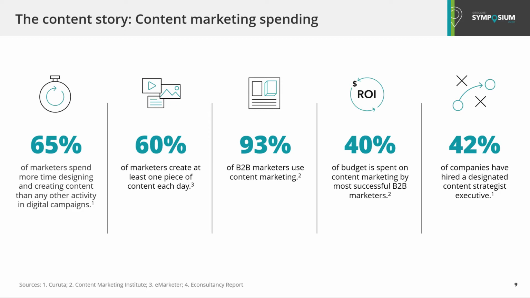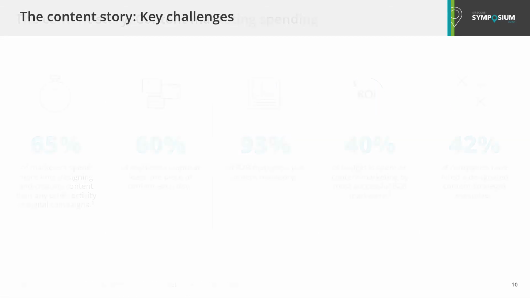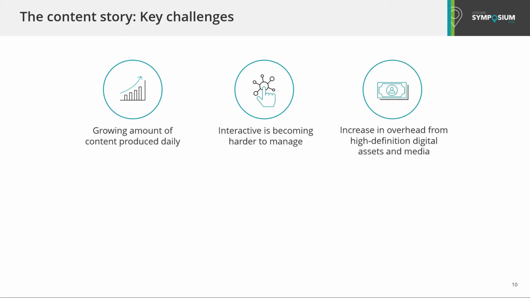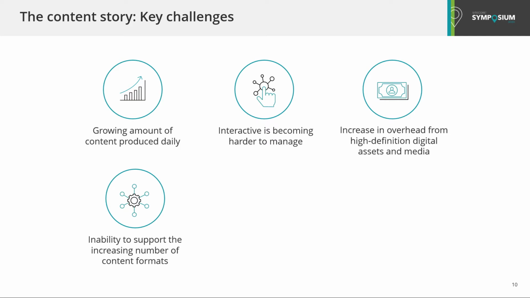Now, with the content explosion, content marketing started going through a series of challenges. Here are the top 6 challenges that we see nowadays. It is becoming harder and harder to stand out in the ever-growing amount of content produced daily. Interactive content that is getting traction and popularity is increasingly hard to manage. Content produced on a daily basis is becoming of higher quality, and that higher quality generates an increase in overhead in managing those assets.